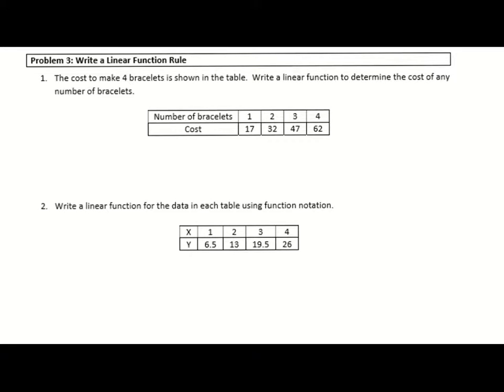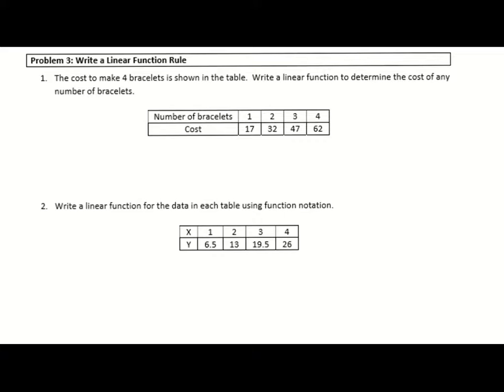In your package you should find problem 3. It says write a linear function rule. We're going to go through 3 different practice problems. So number 1, the cost to make 4 bracelets is shown in the table. Write a linear function to determine the cost of any number of bracelets.